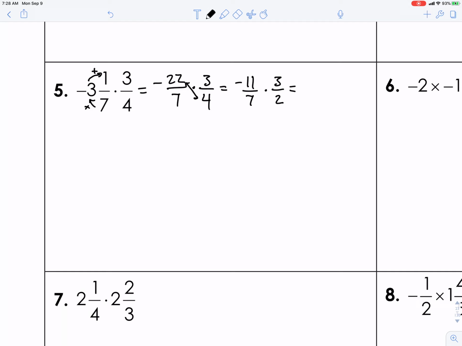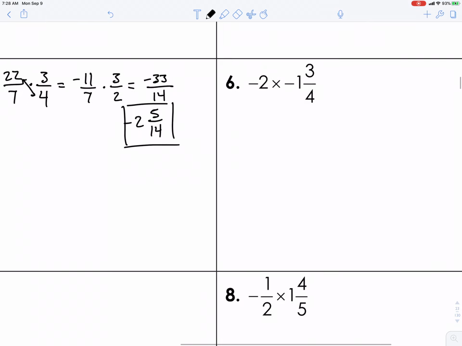A negative 11 times a positive 3 gives me a negative 33. And 7 times 2 is 14. Okay. And 14 goes into 33 twice, because 2 times 14 is 28. The negative stays out front. And then I take 28 out of 33. That leaves me 5/14. That would be my final answer, because there's nothing that goes into 5 and 14 evenly besides 1, and 1 does not help us.